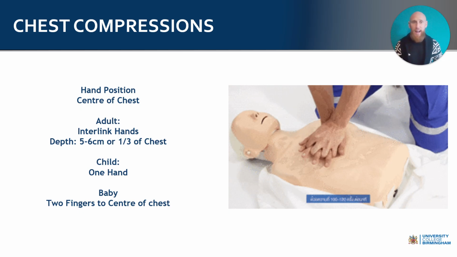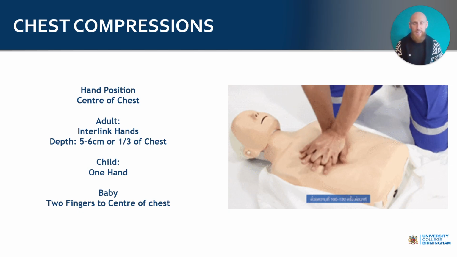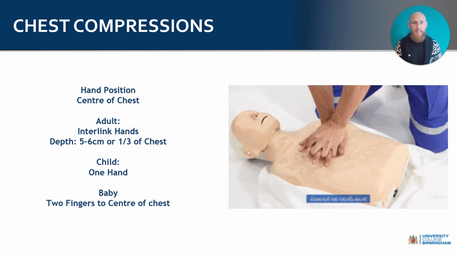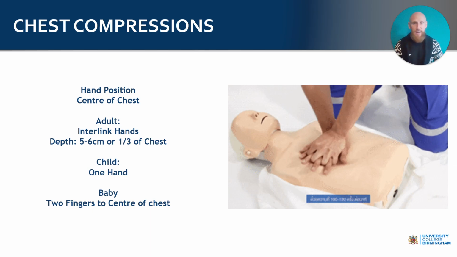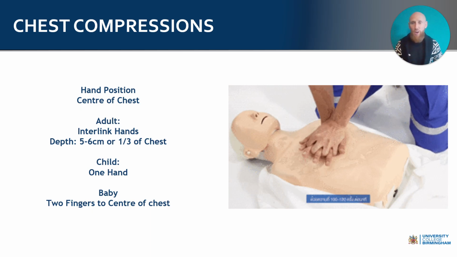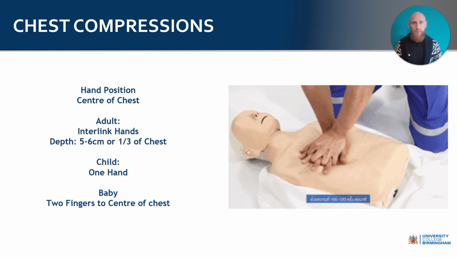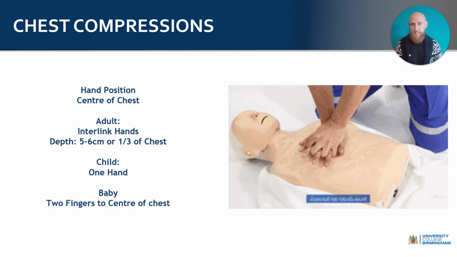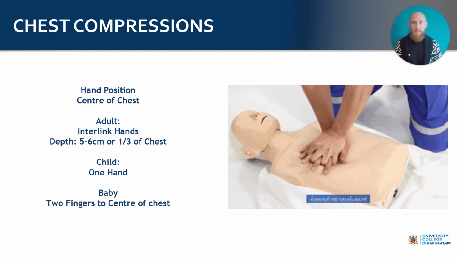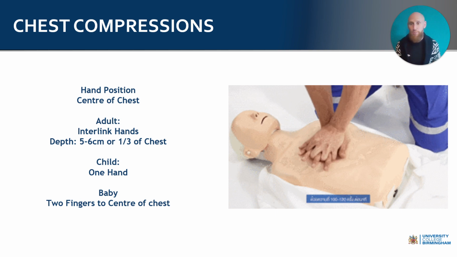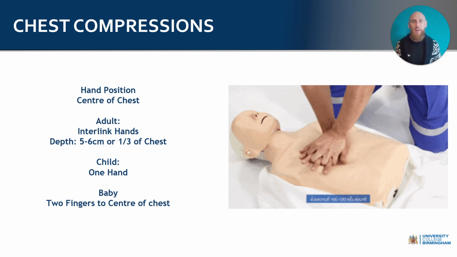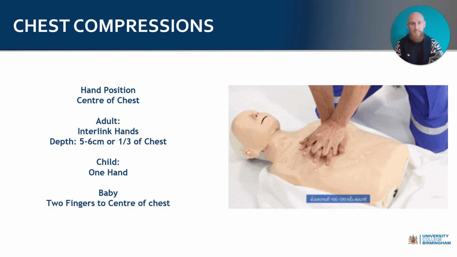This is just how it will look if you're applying your chest compression. So you'll see center of the chest, interlinking the hands. You're on your knees, leaning over, your elbows are locked out. And basically you're going a third of the depth of the chest, or 5 to 6 centimeters for an adult. If it's a child, you typically do it with one hand because they're not going to need as much pressure. And if it's babies, you're looking at 2 fingers to the center of the chest.